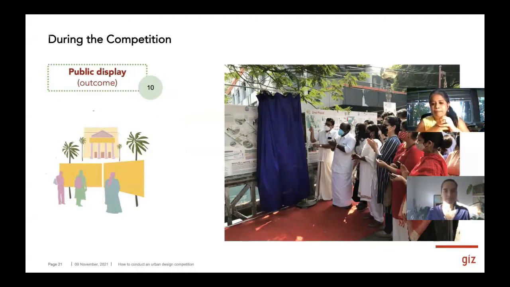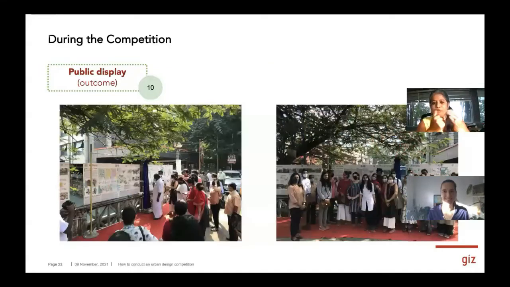As well as the entire 21 shortlisted entries were all then publicly displayed in the city, in what we call the Park Avenue area, which is close to the municipal corporation building. And this is actually the bridge over the Mulasheri Canal. So it was right in the context, and we put up all these panels as a public display, which was open to everybody for over a month. Yeah, so these are pictures.